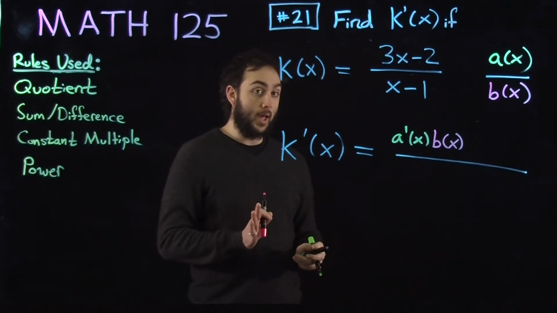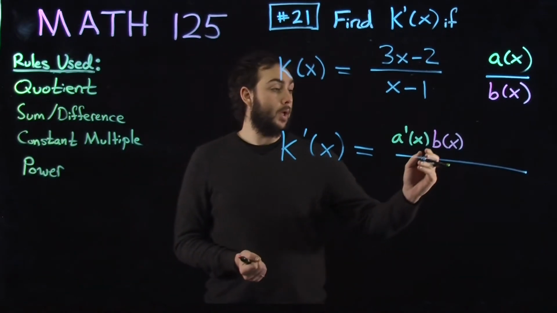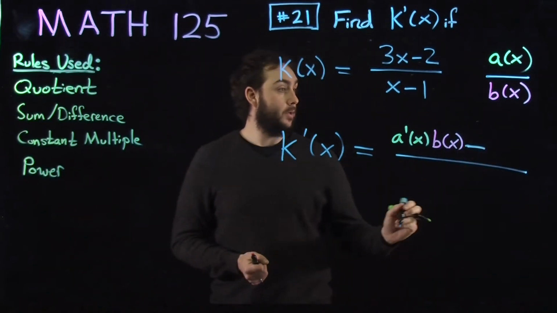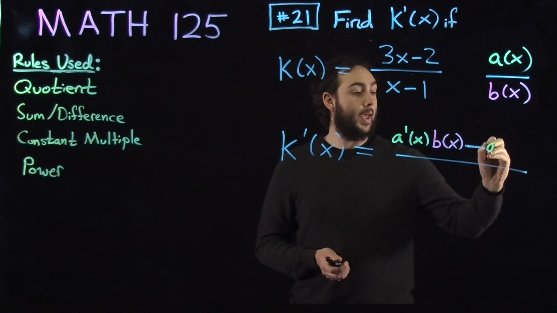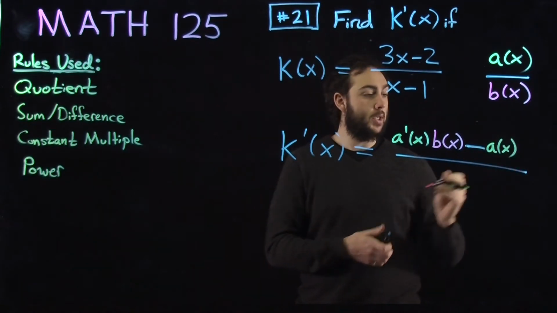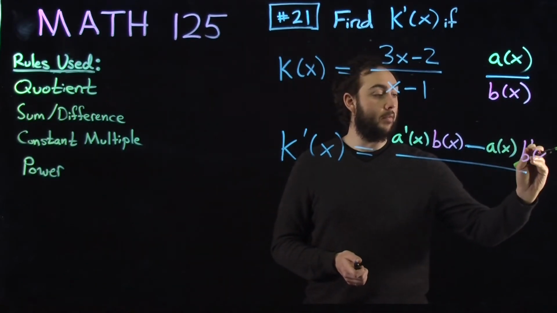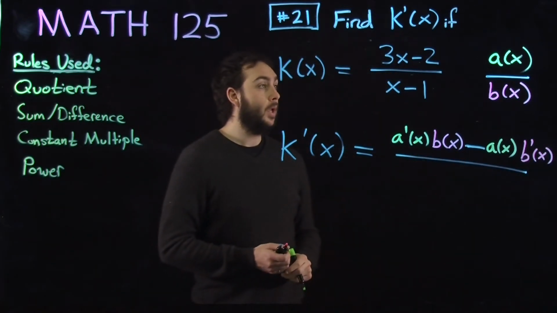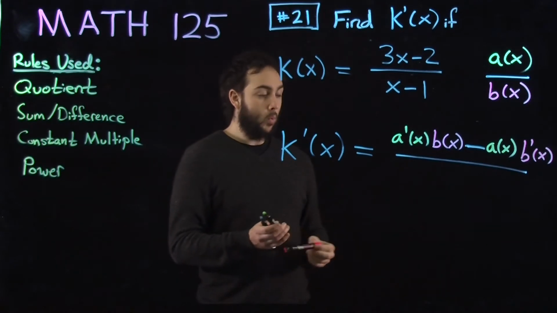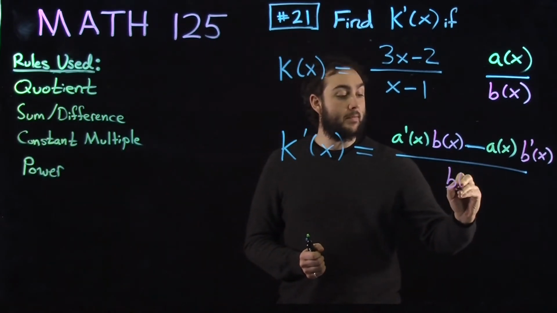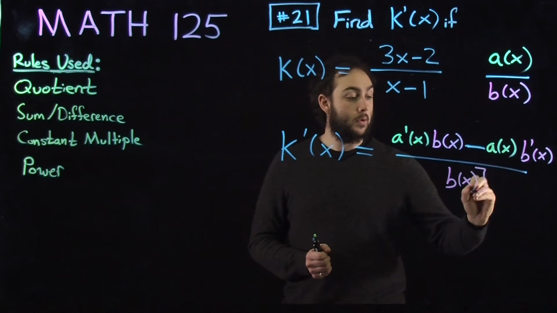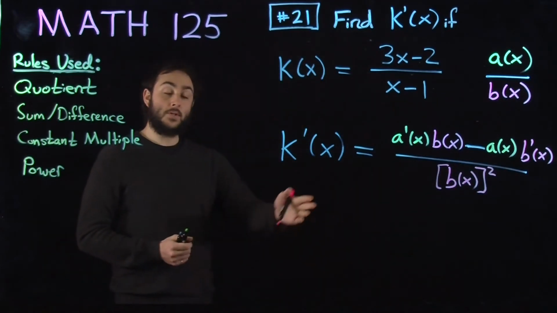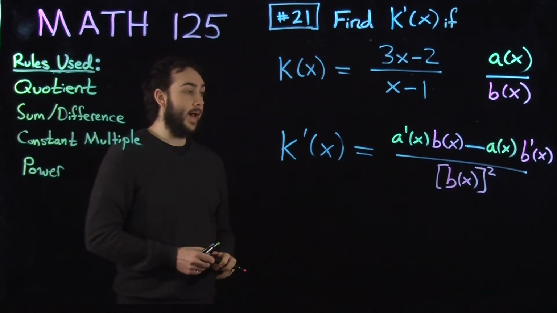Now this step throws a lot of people off, so it's important that you do this correctly. Next, we're going to subtract the product of a of x unchanged times the derivative of b. Be sure you have a minus sign here instead of a plus. And in the denominator, we will take b of x unchanged and simply square it. So this is the form that our derivative will have.